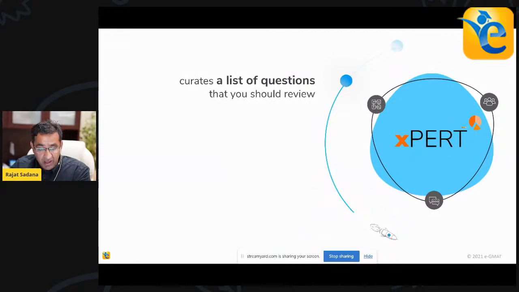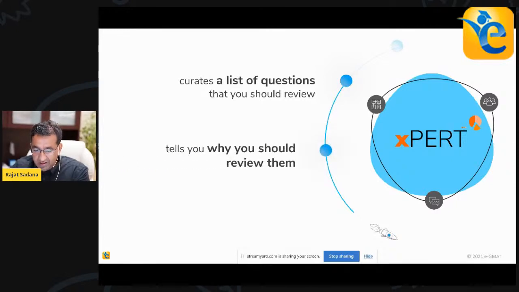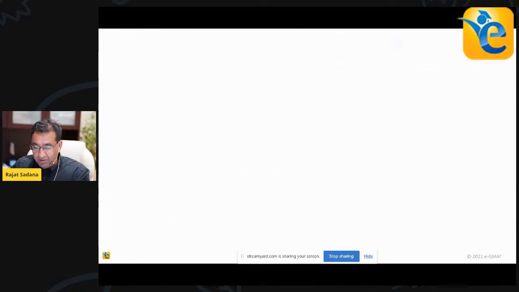What it does is it curates a list of questions that you should review. It does it automatically, and I'm going to talk about which factors it looks at. It tells you why you should review them. Not every question needs to be reviewed for the same reason. Some questions you make mistakes on, others you take longer, some are ones that you rush through. It tells you why you should review a question, and then accordingly how you should review that particular question.